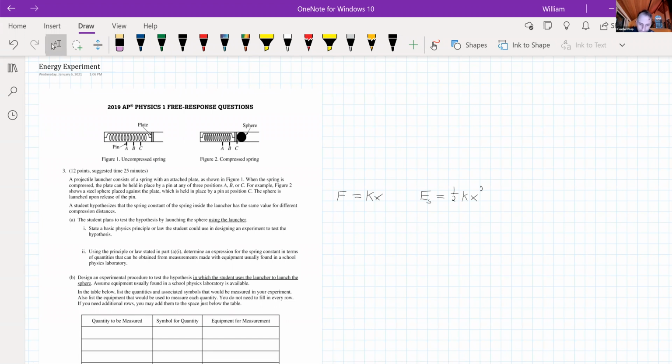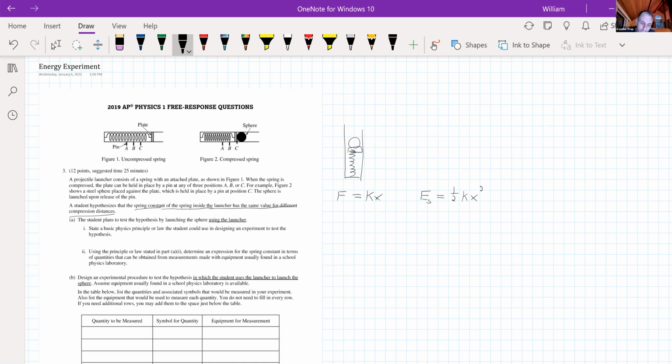So again, you could orient this experiment however you want. Our only goal is to show that the spring constant of the spring has the same value even for different compression distances. So going back to jotting down relevant equations, understand the physical situation. If I took the spring-loaded launcher, this is how I did it. On the actual AP College Board exam, they did it horizontally. I'm doing it vertically. Doesn't matter, either one works. I thought this was a little bit more intuitive.